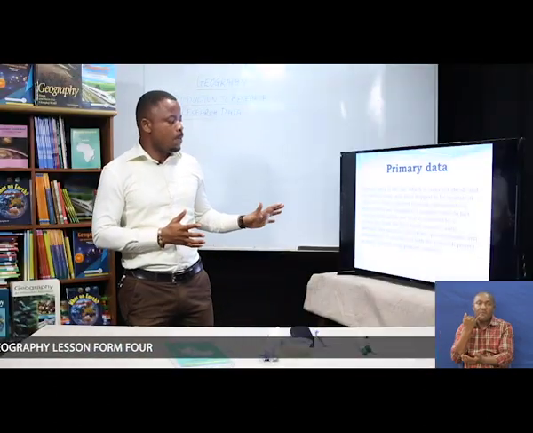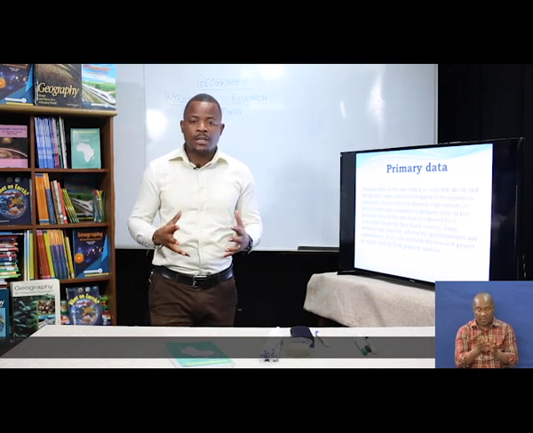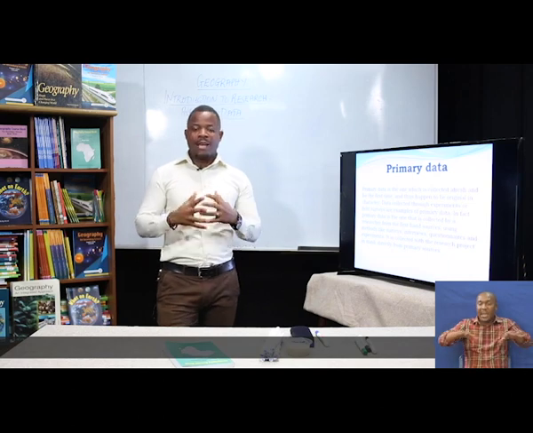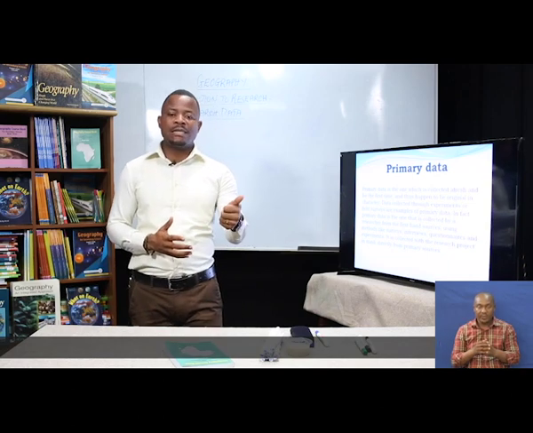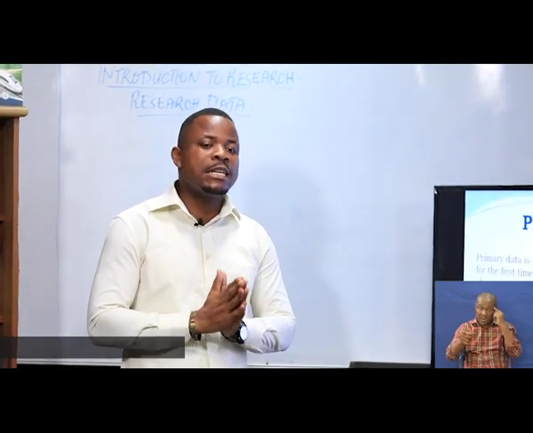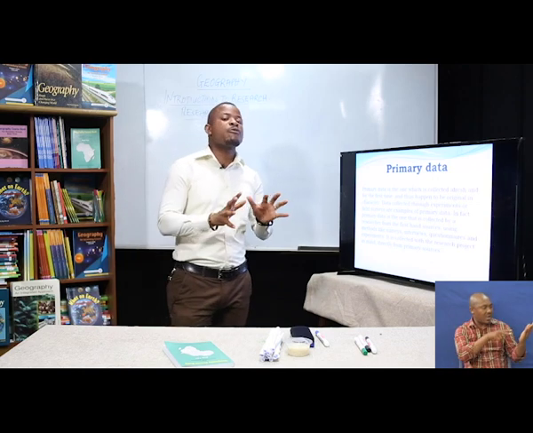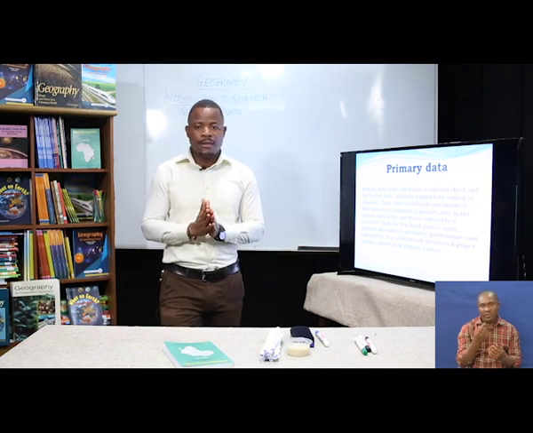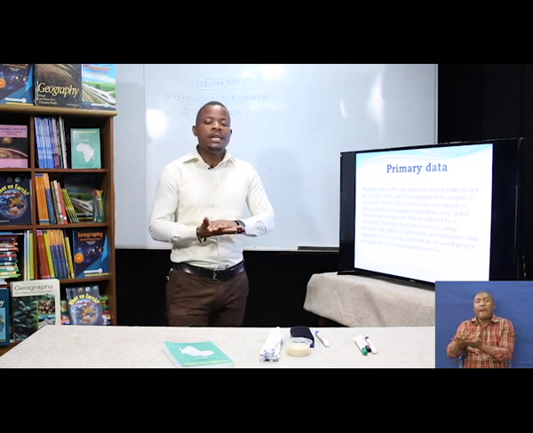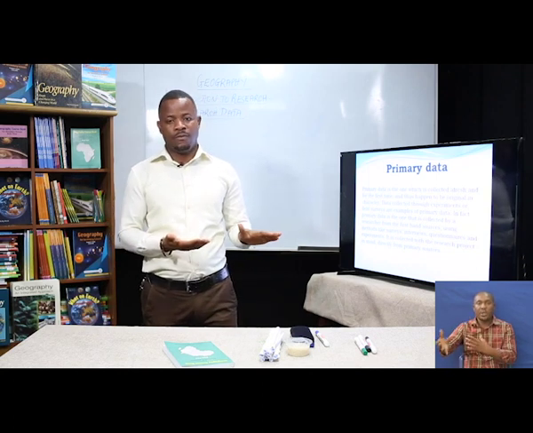So, for example, you are conducting research about the spread of coronavirus. If you gather information primarily from the first person, then we are saying you are getting the primary information from that person. You are not reading from books what has been written. You are getting it afresh from the field. Then we say that is primary data. Primary data is the first-hand information you get from the respondent.